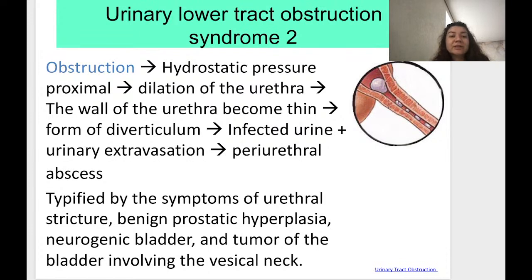Obstruction leads to increased hydrostatic pressure more proximally. It leads to dilation of the urethra. The wall of the urethra becomes thin and forms a diverticulum. Infected urine and urinary extravasation can lead to periurethral abscess. Typified by the symptoms of ureteral stricture, benign prostatic hyperplasia, neurogenic bladder, and tumor of the bladder involving the vesical neck.